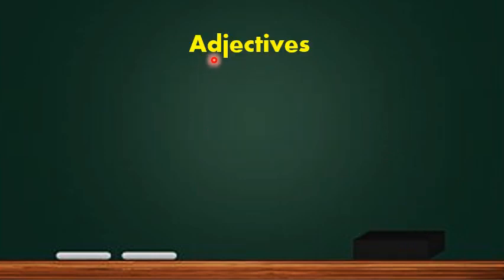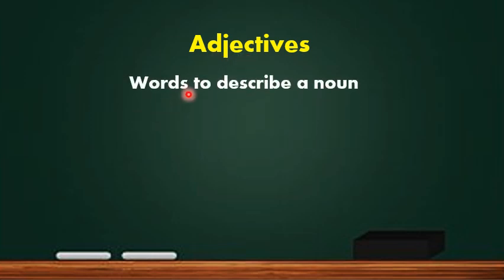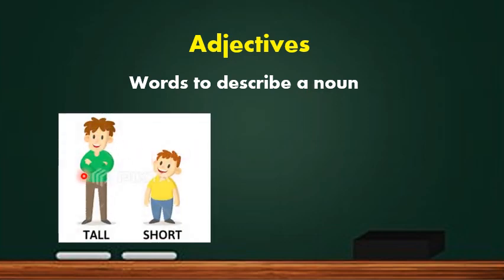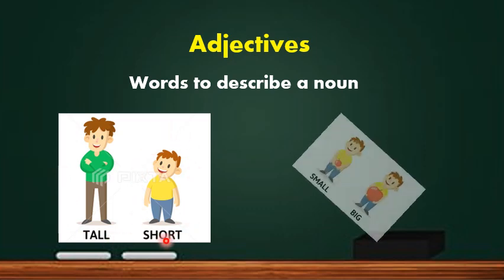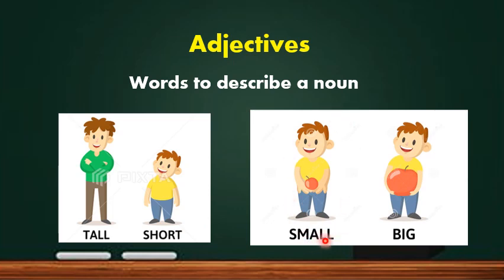Before this, we have learned about adjectives. Adjectives are words to describe a noun. For example, tall and short. The man is tall. The boy is short. Small. This apple is small. Big. This apple is big.